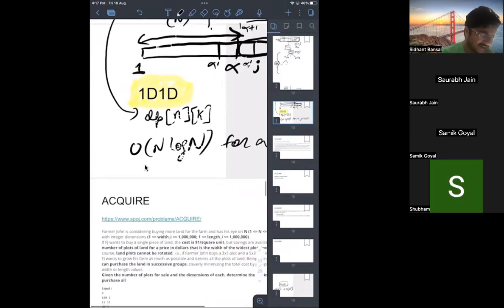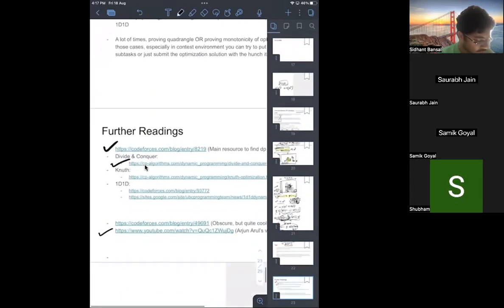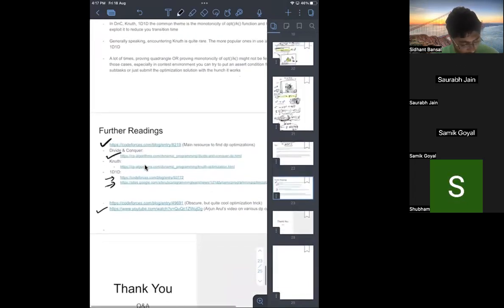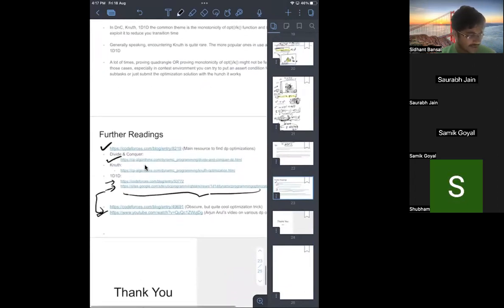1D 1D is relatively unknown. I'd say the good resources on 1D 1D are these two, the blog post and this website. This website is badly formatted, but it's a good website. Also, you can look at Arjun Arul's video, which also explains 1D 1D very well. Lastly, in the further reading section, there is actually this other thing called Aliens Trick IOI, or some other name also, Incredible Optimization, blah, blah, blah. You can read up the CF blog if interested.